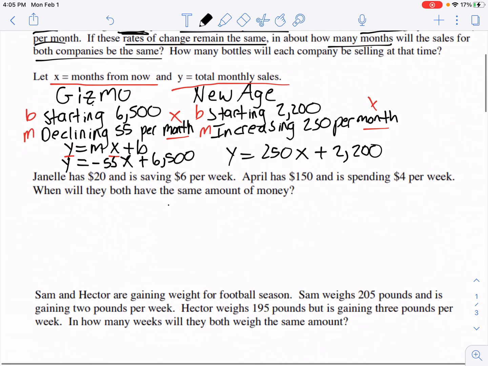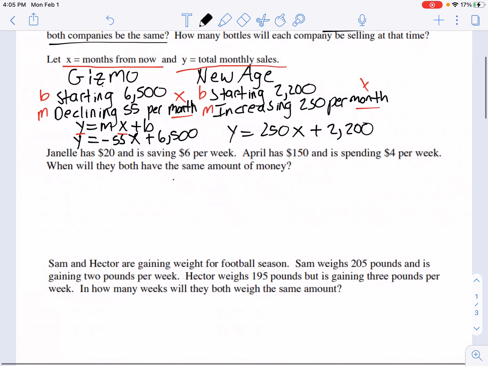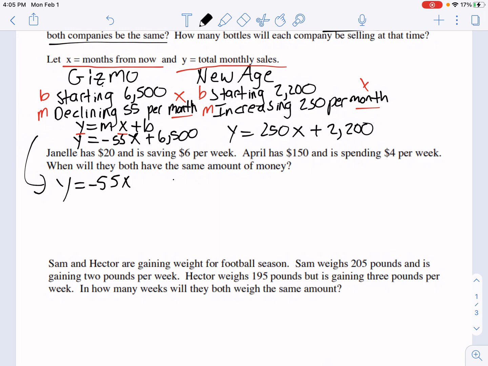So since I'm kind of running out of room here, maybe I can write this on this next question. I hope you guys are writing smaller than me. I'm going to just break it down here, and then we can create more room for this next question later. So I have the two equations, y equals negative 55x plus 6,500. And then I have y is equal to 250x plus 2,200.